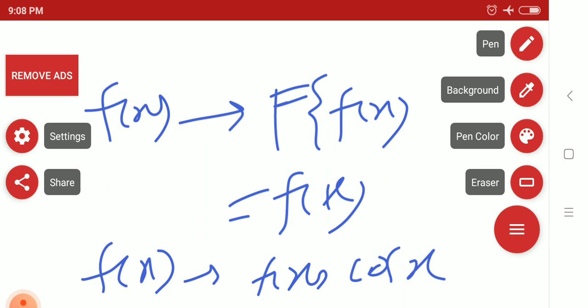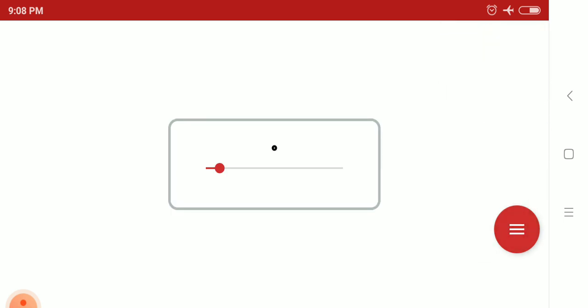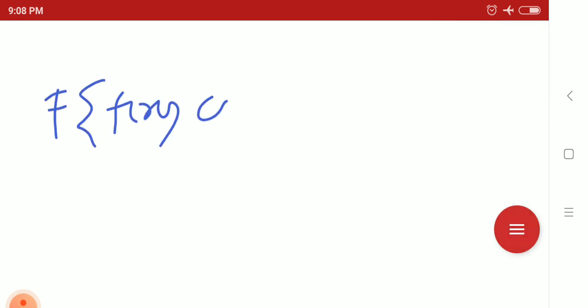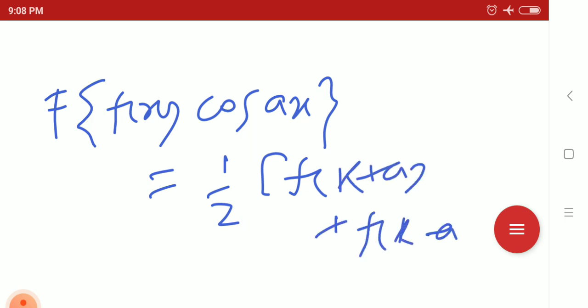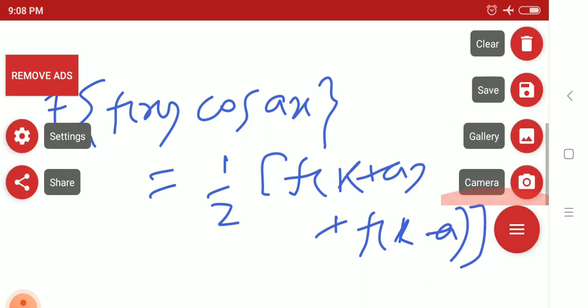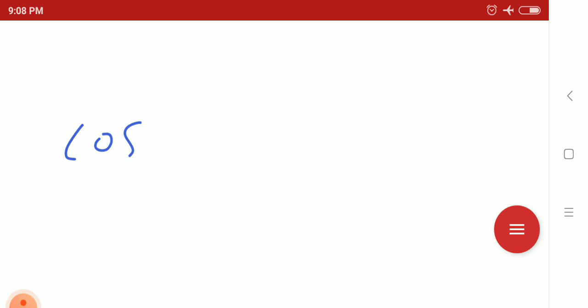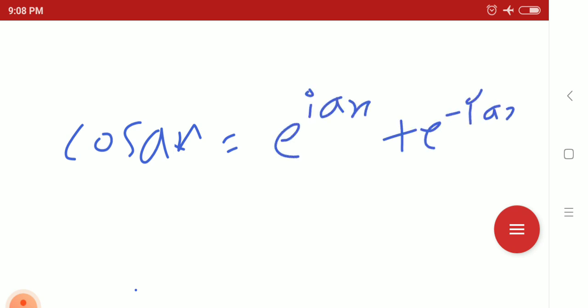such as f of x e to the power iota x that we have discussed, how can you describe it? So the Fourier transformation of f of x cos of ax will be half of f of k plus a plus f of k minus a. How can we write that? Because we know that cos of ax equals e to the power iota ax plus e to the power minus iota ax divided by 2.